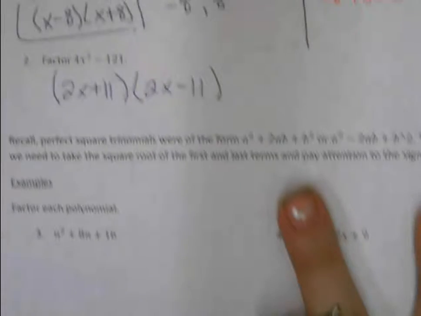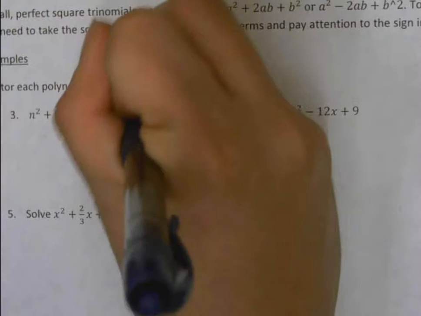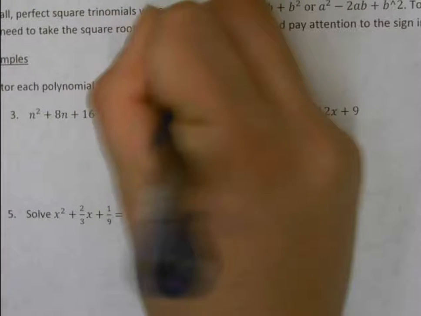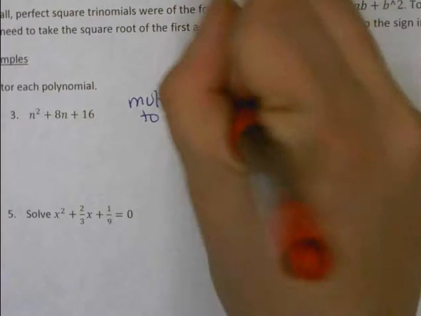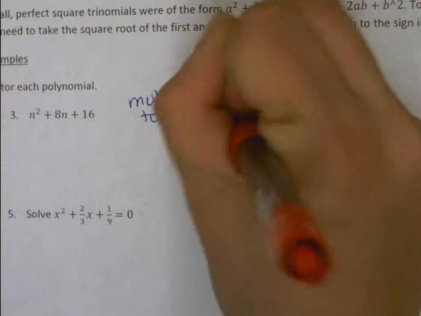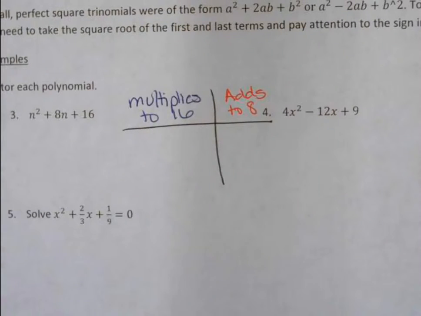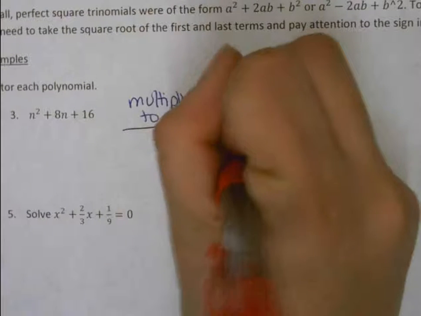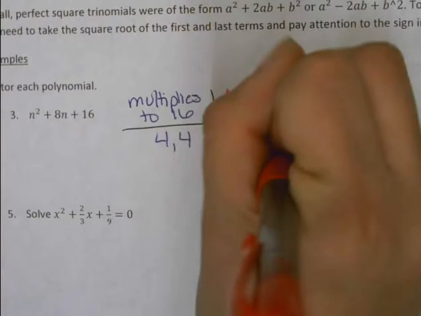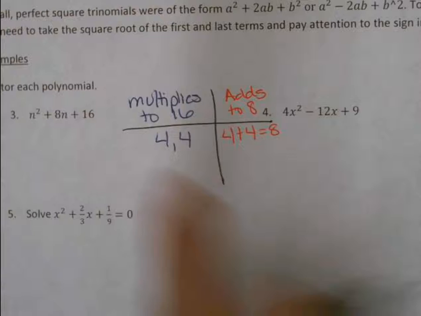Okay. So on number 3, I'm looking for what multiplies to 16 and adds to 8. What multiplies to 16? 4 and 4. 4 plus 4 is 8. So, is this the one I wanted? Yep. So notice it's 2 of the same number.